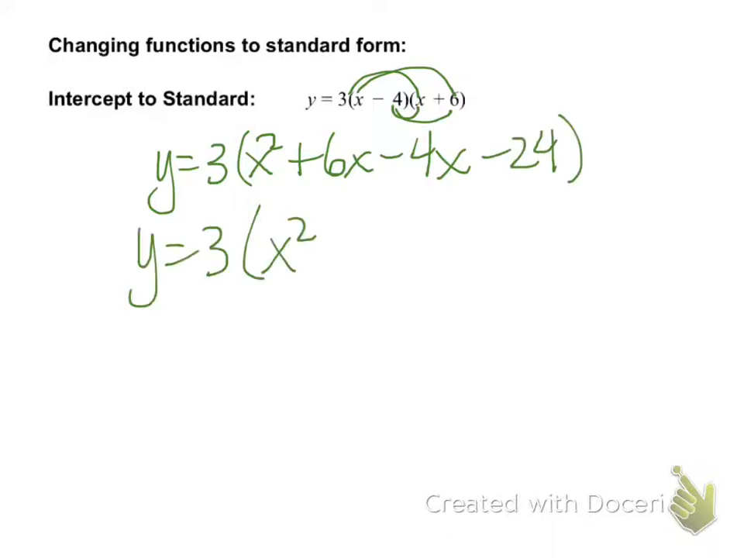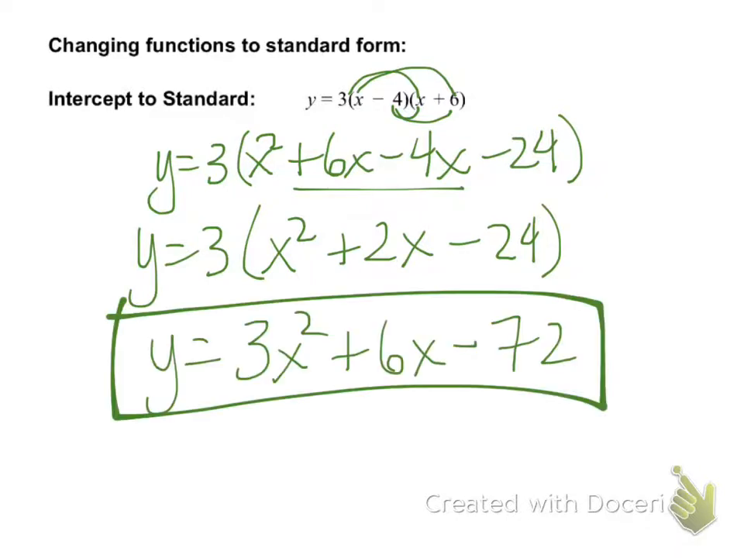And so now it's probably going to be easiest if we combine our like terms and make that 2x. And then of course we need to distribute the 3. So when we do that, we get y equals 3x squared plus 6x minus 72. And this is in standard form. And just a reminder that if you were to find the vertex the way you know how to in intercept form, and you were to find the vertex the way you know how to in standard form, if you do your math right, you should come up with the same vertex, because these are two forms of the same equation.